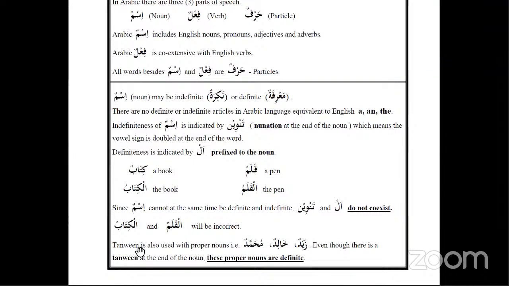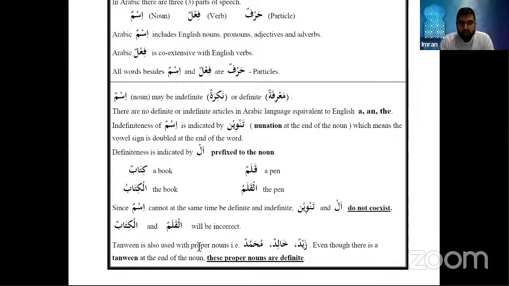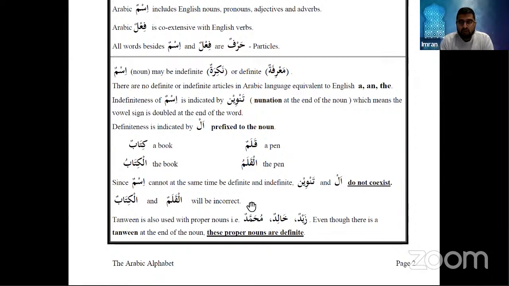Then we have tanween. Tanween is also used with proper nouns: Muhammadun, Khalidun, Zaydun. Even though there is a tanween at the end of these proper nouns, they are definite. So in the Arabic language, you have proper nouns where they are names of individuals. They do have tanween at the end, but they're still proper nouns and definite itself.